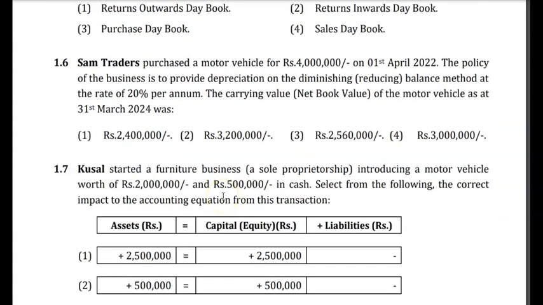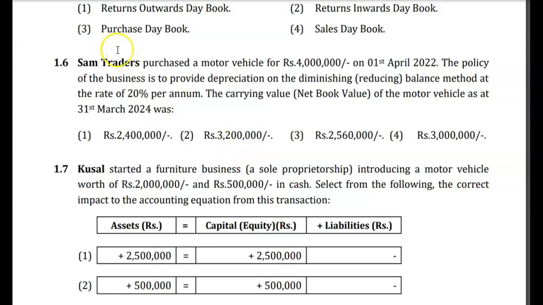1.6. Sam Traders purchased a motor vehicle for 4 million rupees on 1st April 2022. The policy of the business is to provide depreciation on the diminishing, that is called reducing balance method, at the rate of 20% per annum. The carrying value or the net book value of the motor vehicle as at 31st March 2024 was how much?